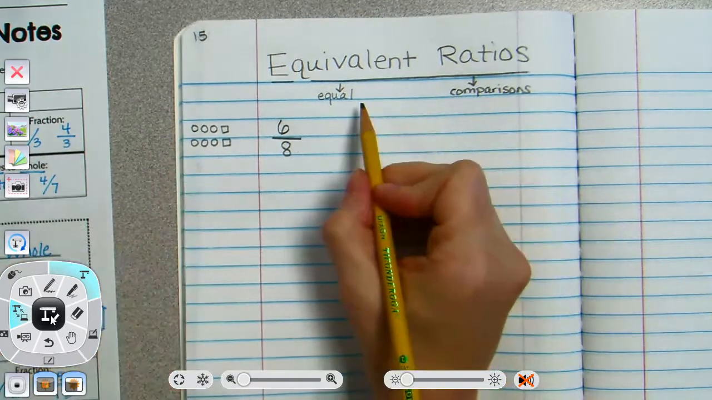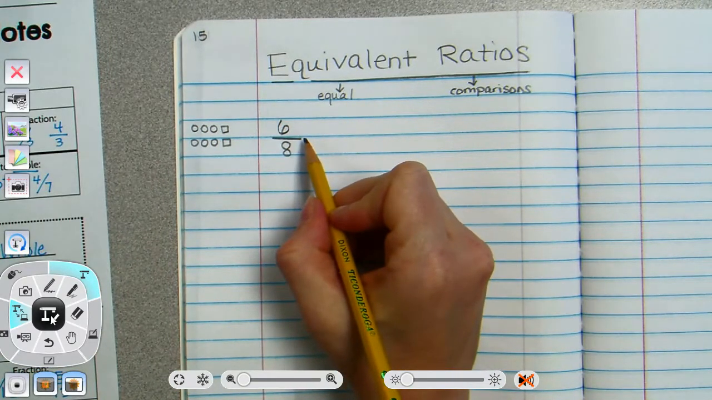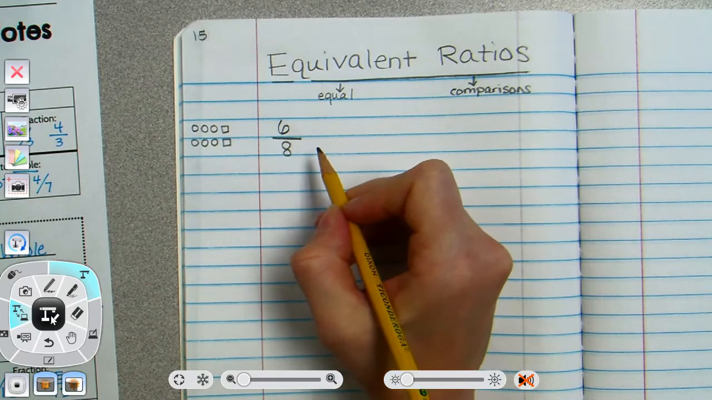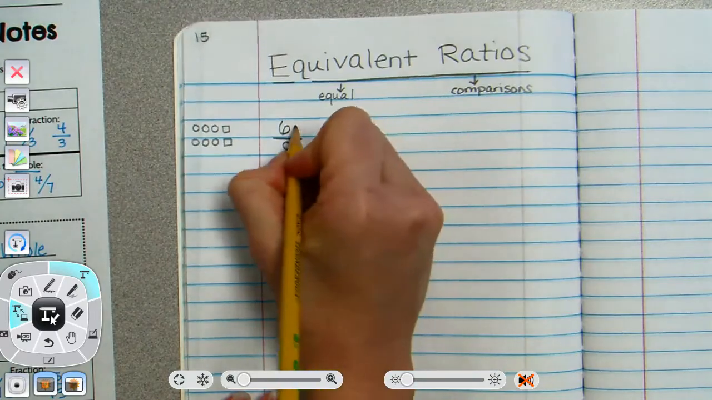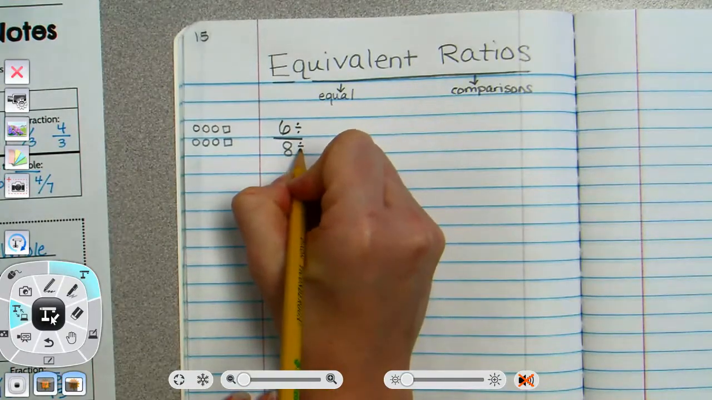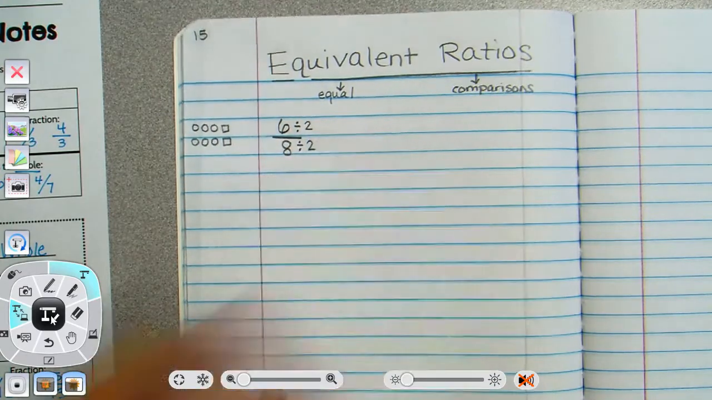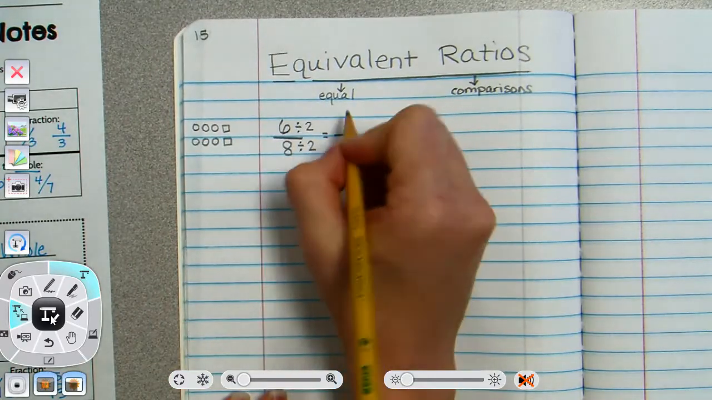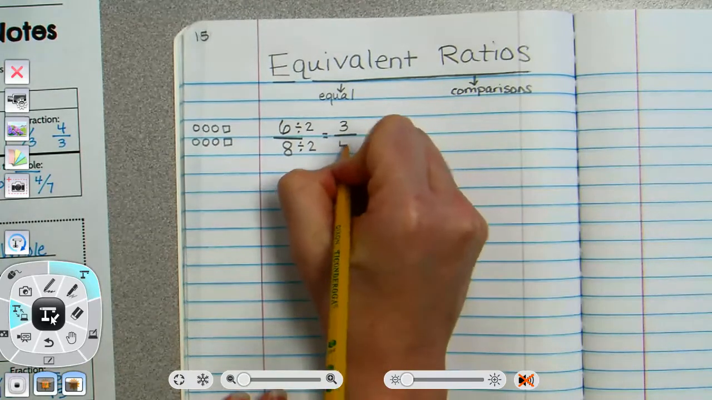Now, if we want to have an equivalent ratio, just like when we are simplifying fractions or changing to an equivalent fraction, whatever you do to one number, you have to do to the other. So for example, if I want to come up with an equivalent ratio that has smaller numbers, I'm going to divide the 6 and the 8 by the same number. Then I can divide by 2. Now, let's see what happens to my ratio. 6 divided by 2 on the top is 3. 8 divided by 2 on the bottom is 4.